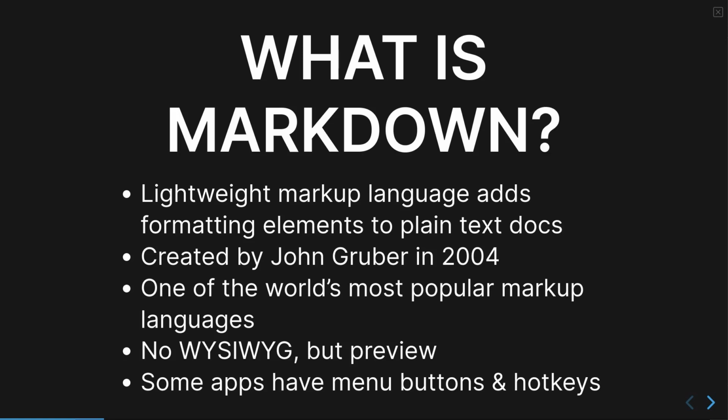Some apps, however, do have menu buttons and hotkeys that you can use. So one way is, for example, bold is asterisk, asterisk, word, asterisk, asterisk. That's how you'd bold it. But in many cases, you could highlight a word, and if the app is supporting it, you just click on the little bold button like you'd see in LibreOffice or in Microsoft Word, for example. And those icons will be on a sort of a little menu bar above or below. And the same goes for mobile apps as well as desktop apps.